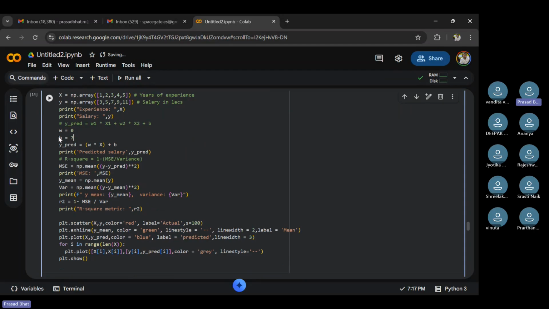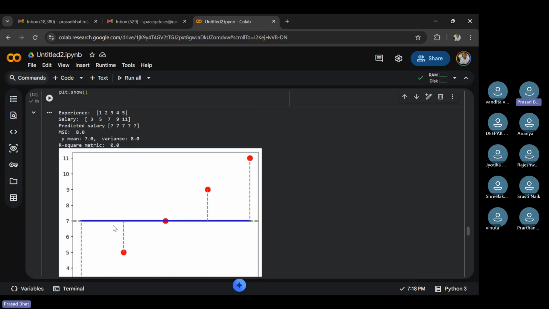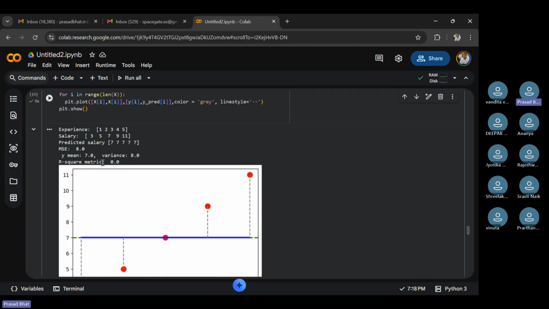So if I run this, like this, right? This is my predicted line, which is nothing but the mean value. The errors are comparatively smaller and R square metric came to be 0. Means what? My model is explaining nothing. This is the baseline performance that we can expect. Even if it is a pathetic model or the line that we have put is simply doing nothing, at least then R square metric is coming to be 0.